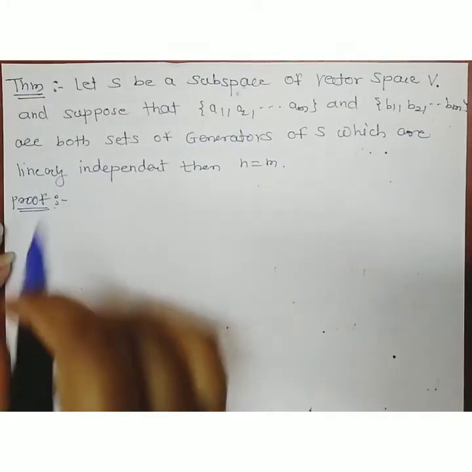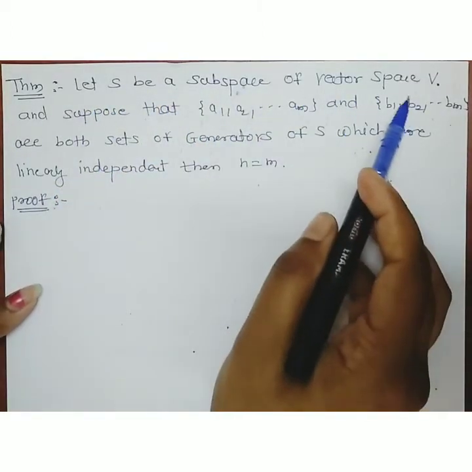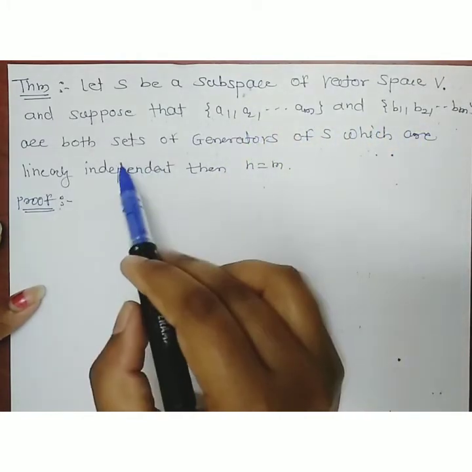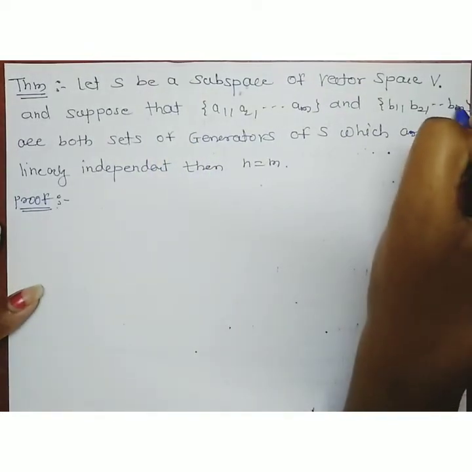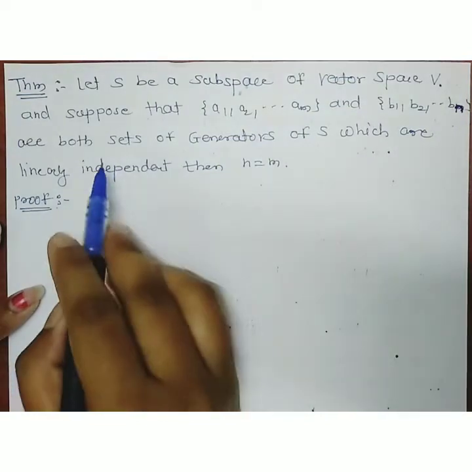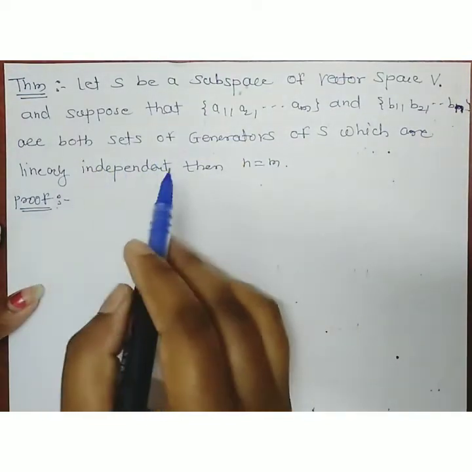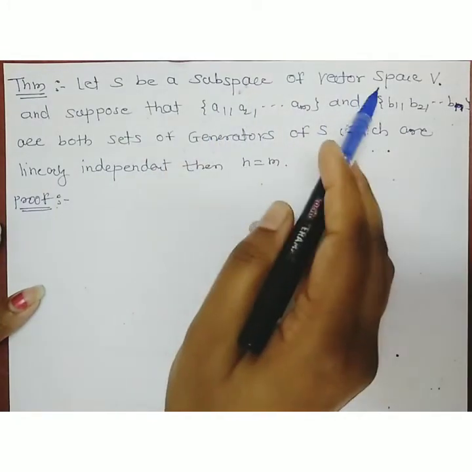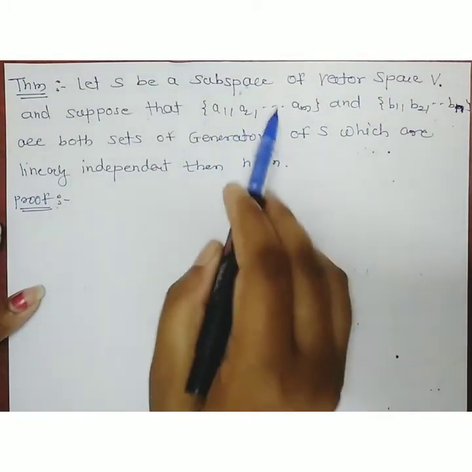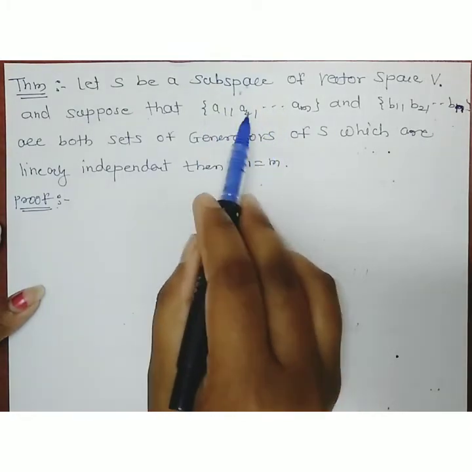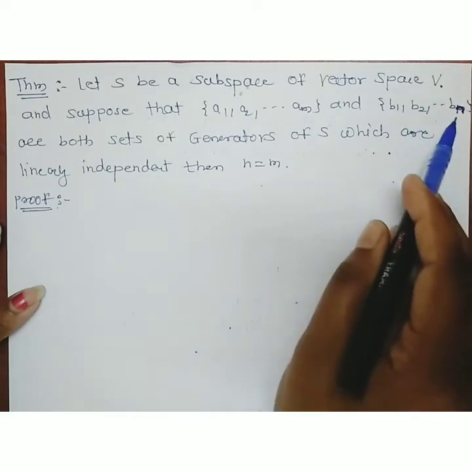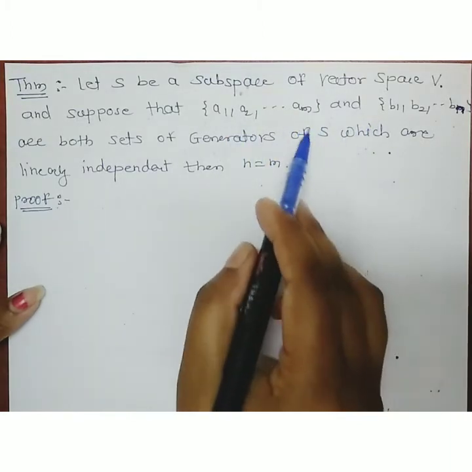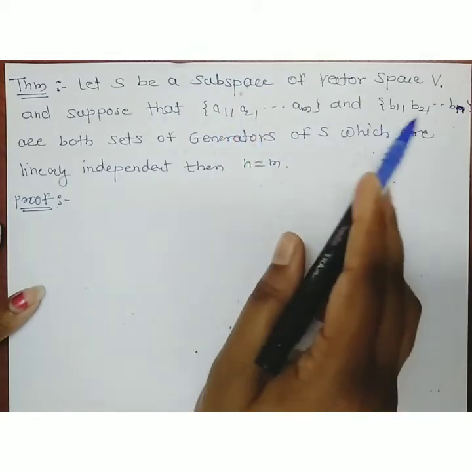So the next is the theorem statement. Let S be a subspace of vector space V, and suppose that the sets of vectors A1, A2, up to Am and B1, B2, up to Bn are both linearly independent sets of generators of S. Then n is equal to m. Okay, we have S as a subspace of the vector space V, and two sets of vectors in S, A1 up to Am and B1 up to Bn, both generating sets of S, that is, every element in S can be written as a linear combination of these vectors.